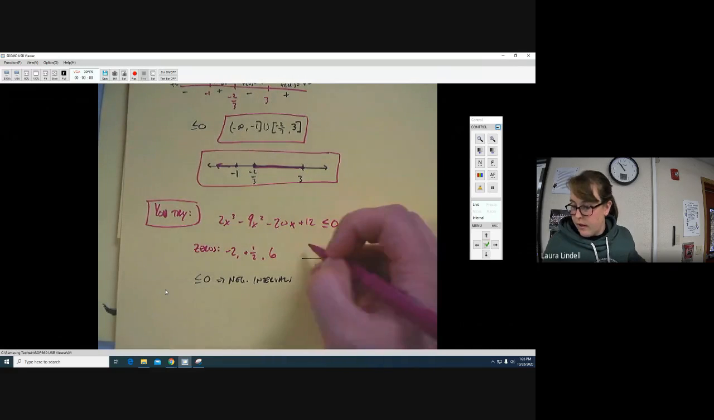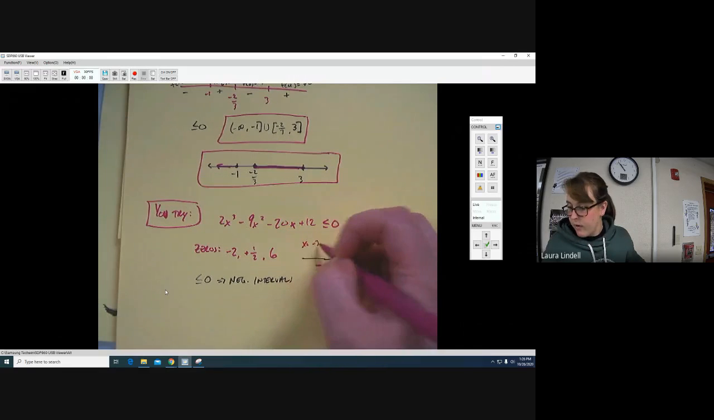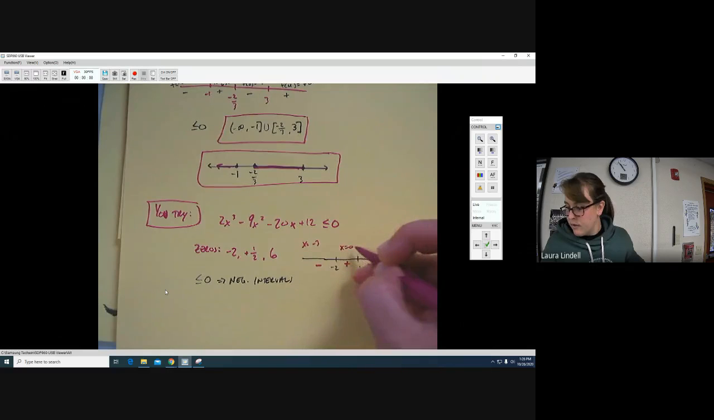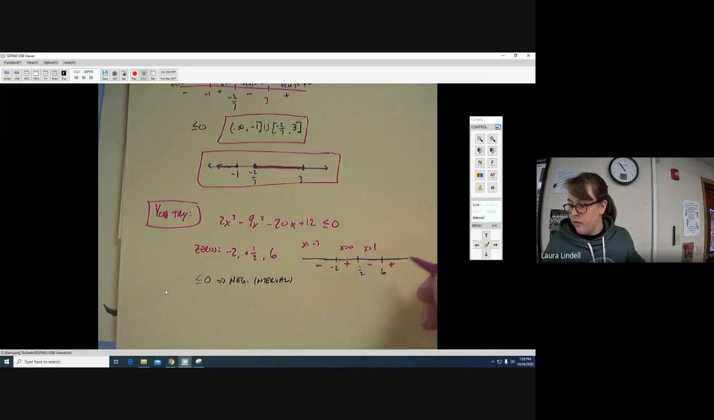Or you can go, okay, well, x equals -3 would be there. X equals 0 would be in that interval. X equals 1 would be in this interval. X equals 10 would be in that interval. And then figure out f of each of those things.